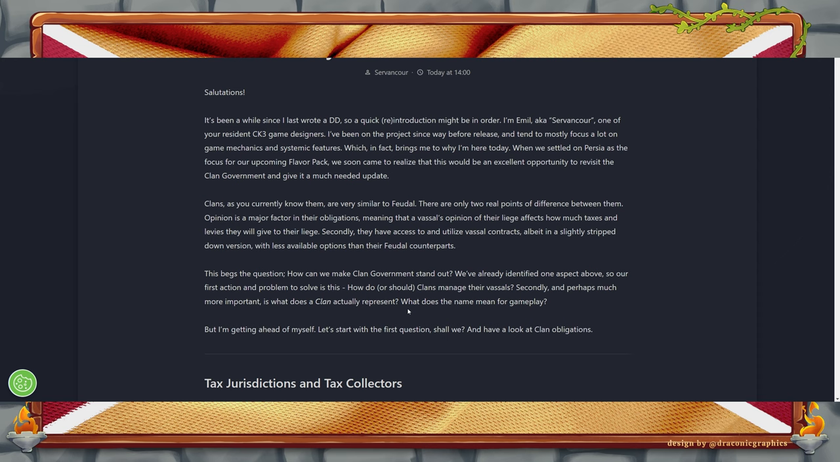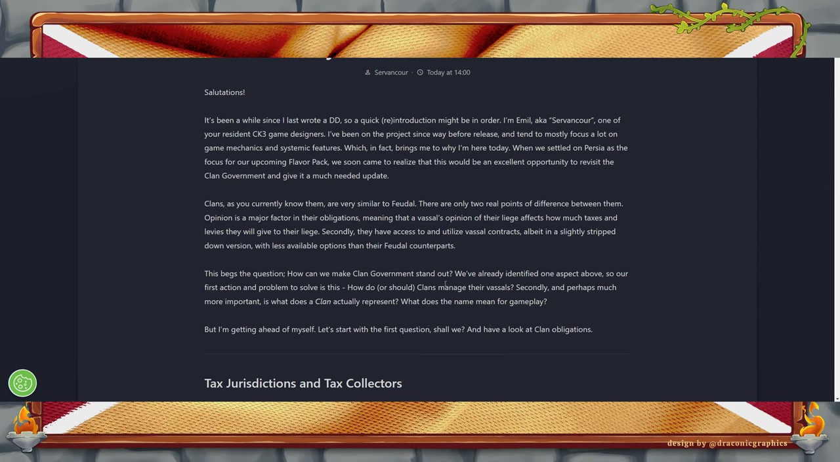We've already identified one aspect above, so our first action and problem to solve is this. How do or should clans manage their vassals? Secondly, and perhaps much more important, is what does a clan actually represent? What does the name mean for gameplay? But I'm getting ahead of myself. Let's start with the first question, shall we? And have a look at the clan obligations.